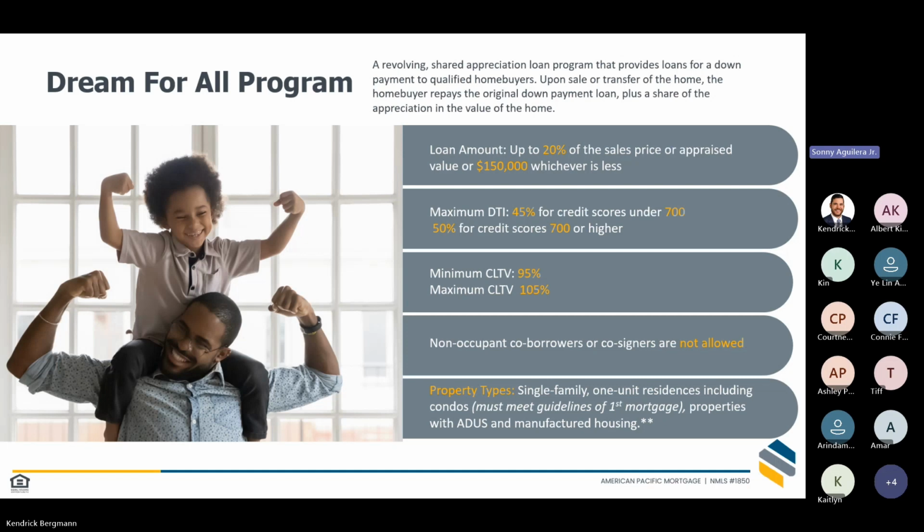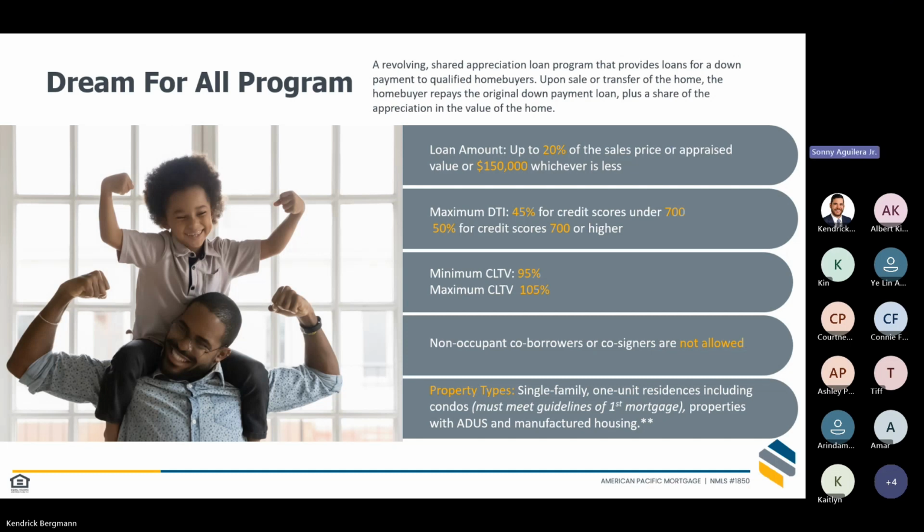Okay. The maximum debt to income ratio is 45% for scores under 700 and 50% for scores 700 or higher. Now, this is a total debt to income ratio. So what that means is that if you make $10,000 a month, $5,000 of your pay can go towards things like your credit card bills, your car payments, your student loans, and your mortgage payments. So if you have very little to no debt and the system approves you, you'll be eligible for a mortgage payment of up to $5,000 a month.